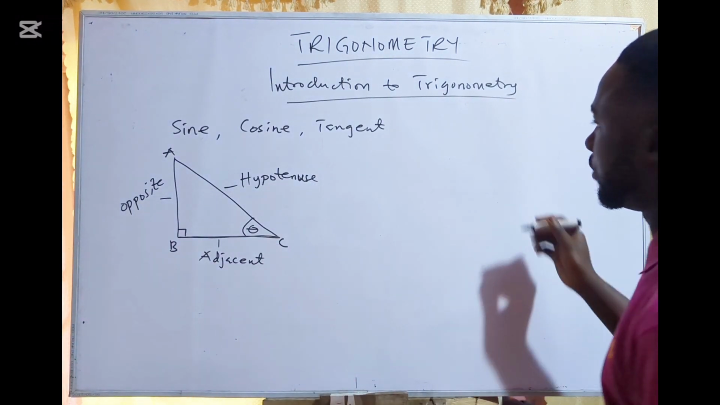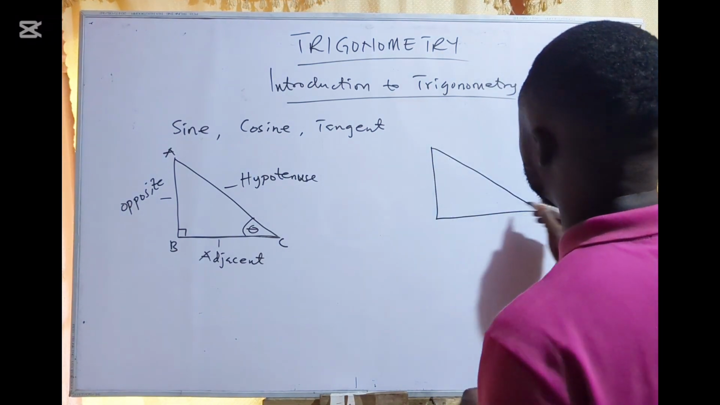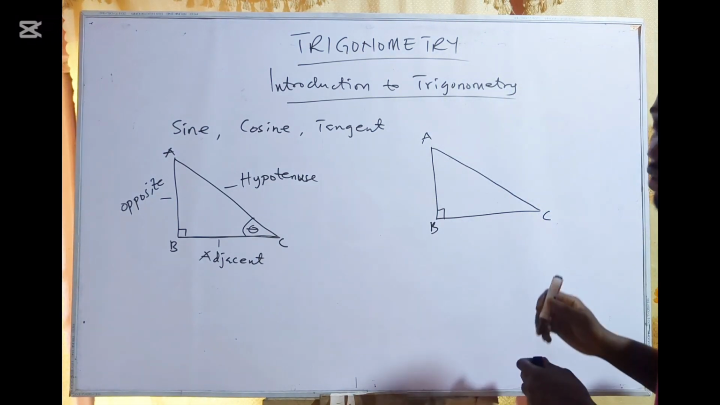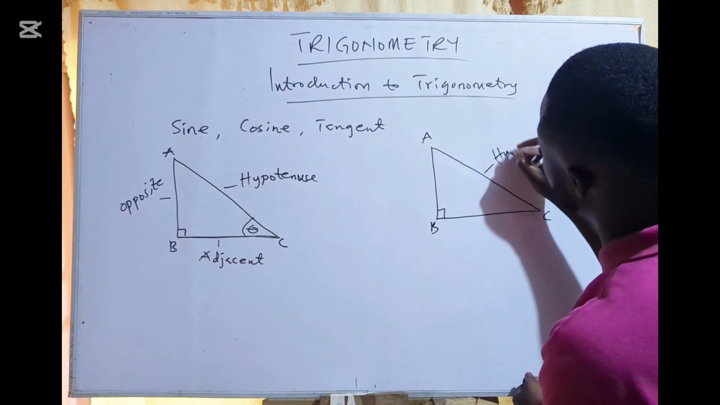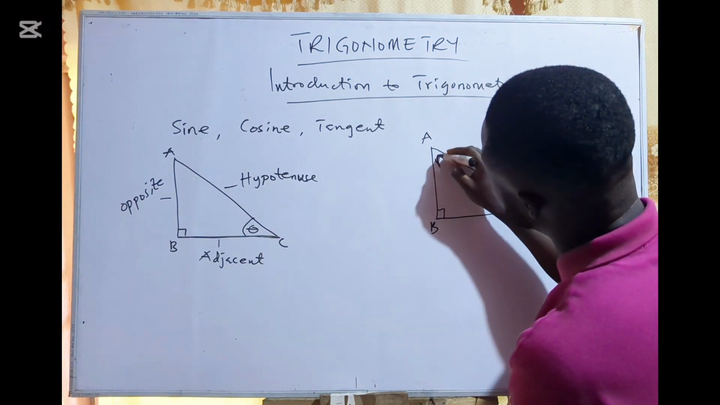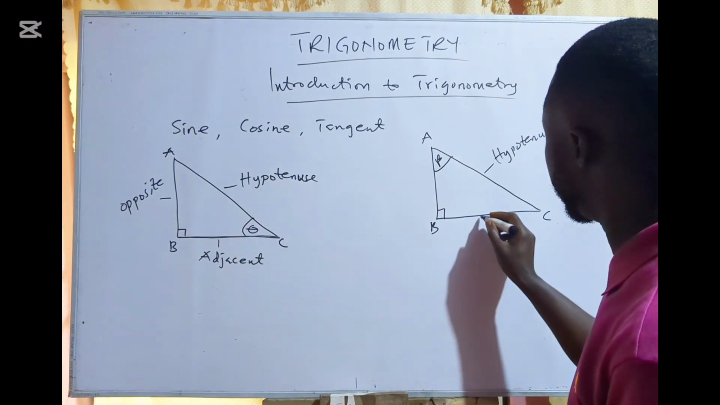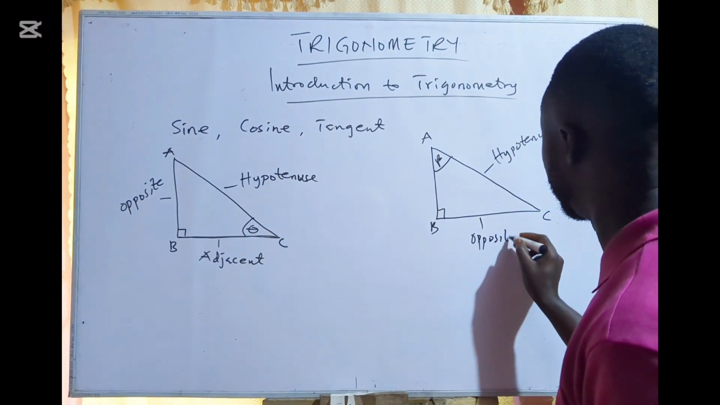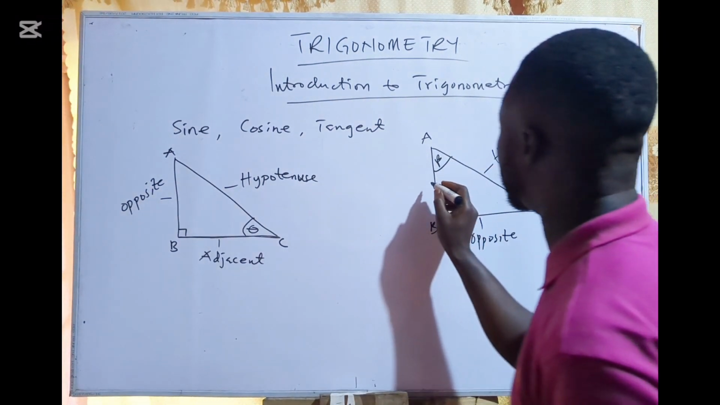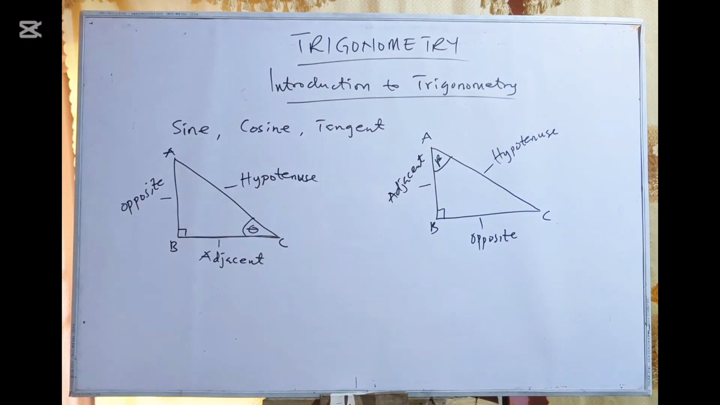However, let's note the difference. My right angle triangle ABC is like this. Always take notes: the side opposite the 90 degrees is the hypotenuse. However, if the angle under consideration, let's say beta, is here, then BC becomes the opposite. Take note of that. And the side close to the angle under consideration becomes the adjacent. So this is the difference.